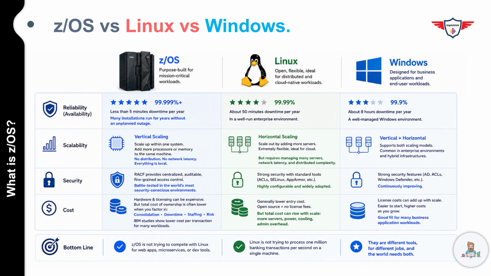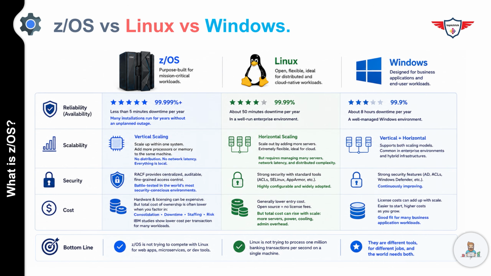Now the next parameter is security. So all three operating systems have strong security features. But z/OS has a significant advantage in regulated environments. RACF provides centralized, auditable, and fine-grained access control that has been tested and trusted by various organizations for decades.